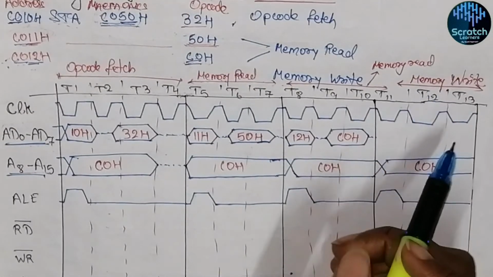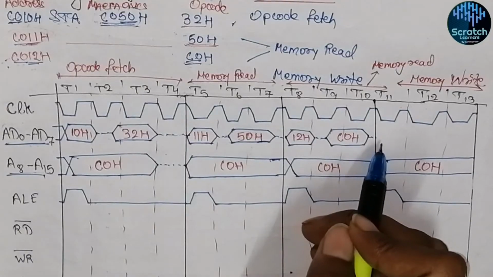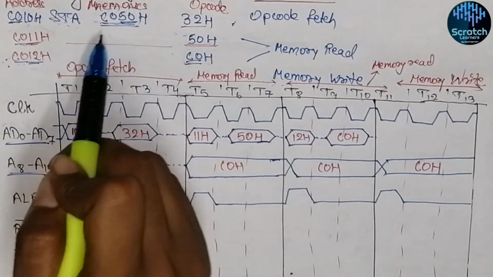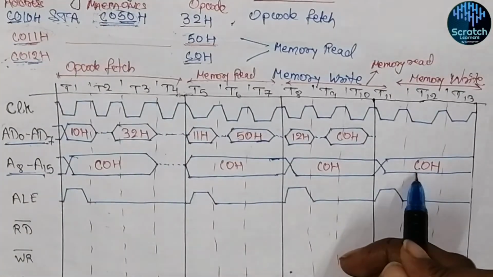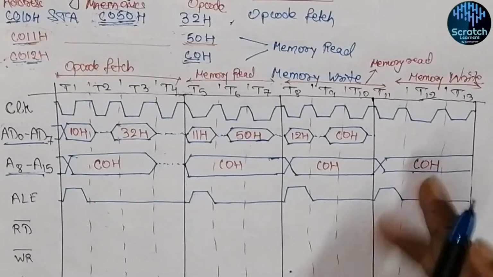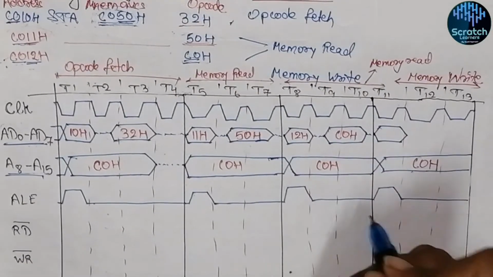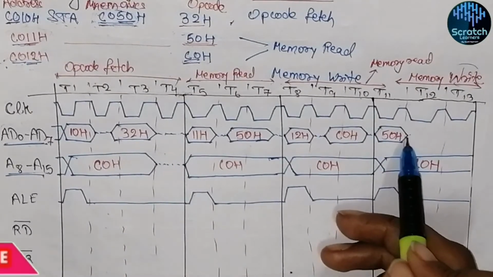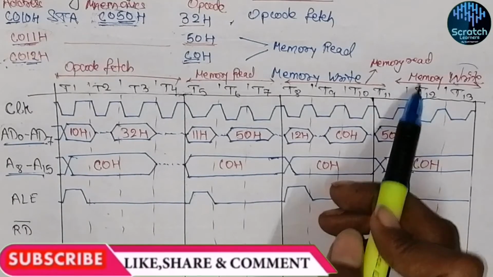Now in the last machine cycle, that is memory write machine cycle, in what address we need to write the data of the accumulator? See here, we need to write the data in C050 hex address. The higher order address is specified here and the lower order address will be specified in the first T state here. So it will be 50 hex and the next two T states will contain the data that is going to be written in the memory.